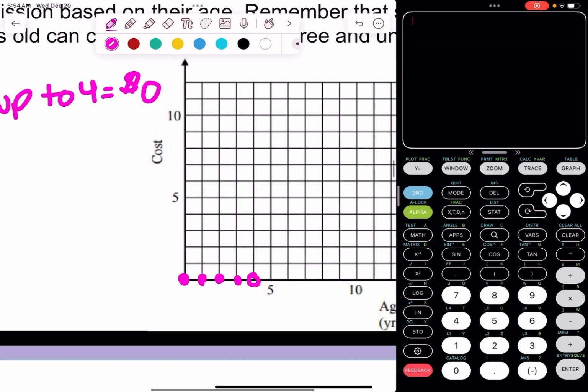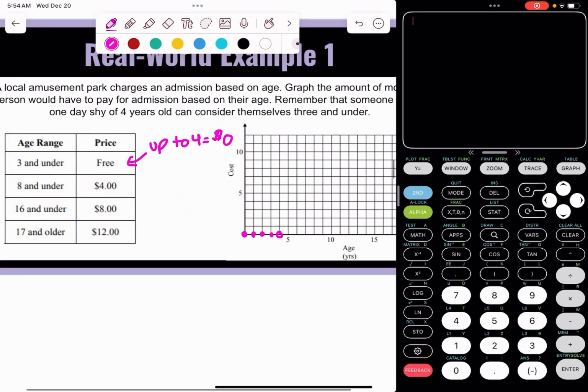All right, let's look at this next one. 8 and under. So from the age that you are 4 up until you are almost 9, you are going to equal $4. At 4, you are definitely $4, so that would be a closed circle. But up until 9, not at 9, you're not $4. Only up until you're very, very close to being 9 are you $4, so that's an open circle. So at 4, let's go up to $4 and put our closed circle.